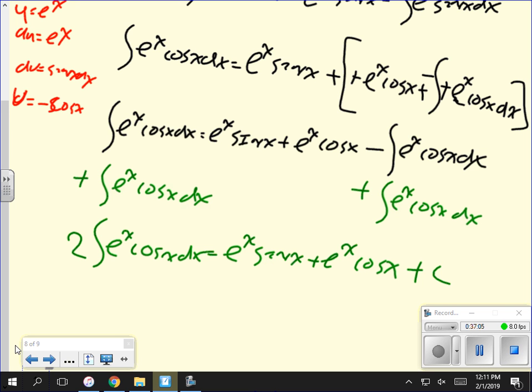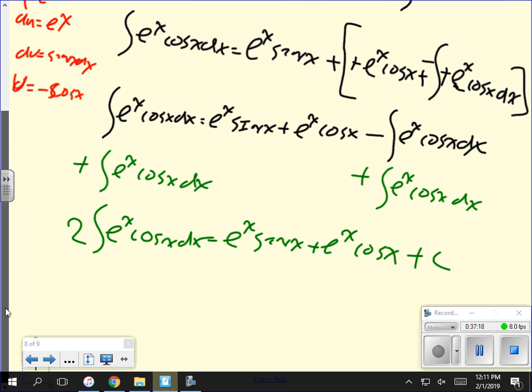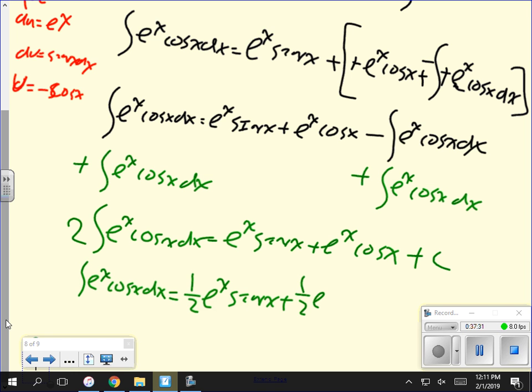But I don't have my original problem that I started with, do I? I have 2 of them. How do I get rid of the 2 in front? Divide everything by 2. So my final answer would be the integral of e to the x cosine x dx is equal to 1/2 e to the x sine x plus 1/2 e to the x cosine x plus c.